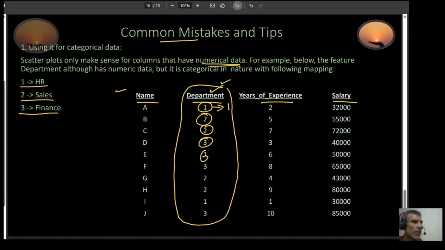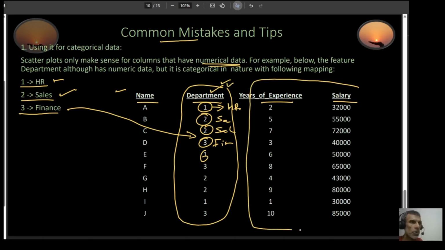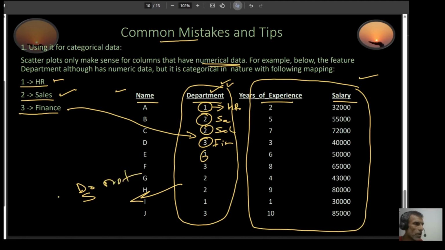So instead of 1, I could have written down HR, and 2 is sales, and this is my finance. Basically, these are all categorical in nature. So you do not want to have a scatter plot between department and the other columns, but you can have a scatter plot between these two. So this is good, but this is not, do not use for scatter plot.